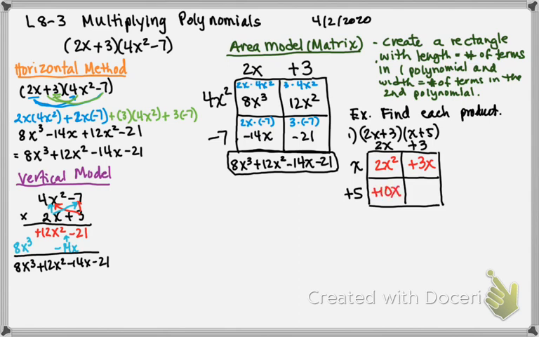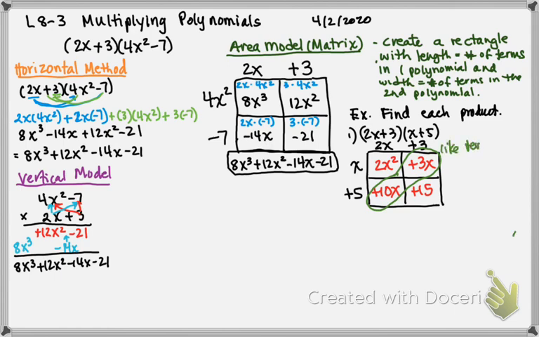And then the bottom right, 3 times 5 is a positive 15. Okay? Now, what I want you to notice is, check out this diagonal. If your polynomials are in standard form and you're not skipping over any degrees, you should find like terms on that edge. So these are like terms.